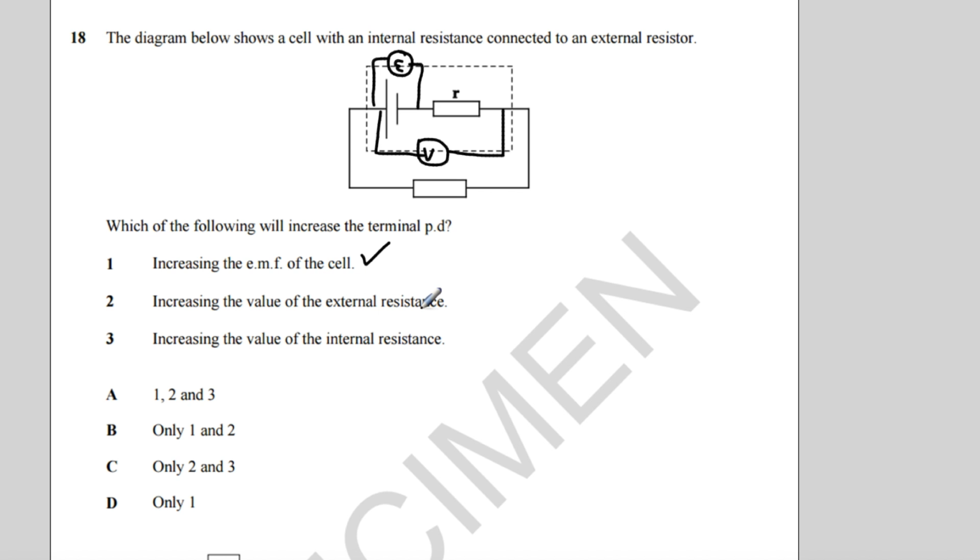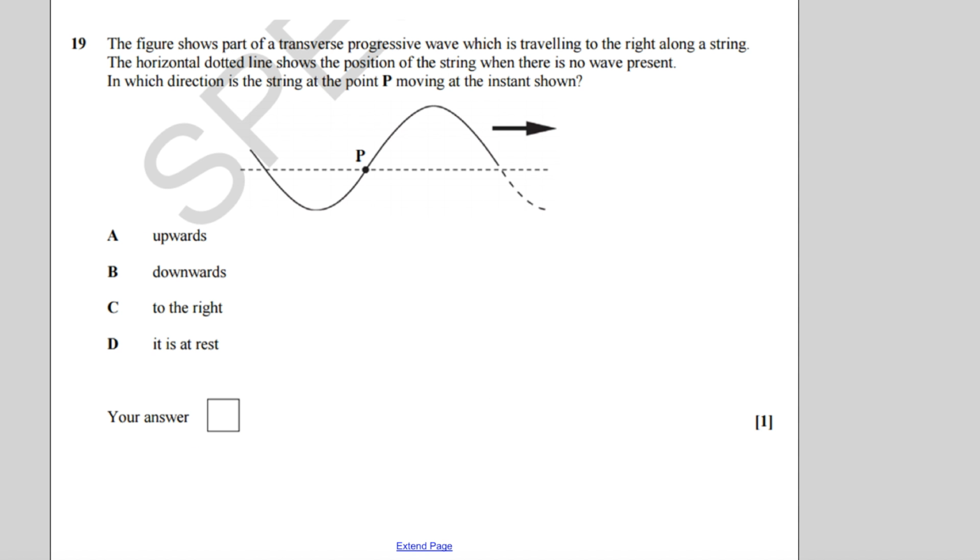Increasing the value of the external resistance. If we increase the value of the external resistance, then that will increase the value of the terminal potential difference as well. And increasing the value of the internal resistance, so if we increase the value of the internal resistance, then these lost volts will increase. So we'll get a larger lost volts here, so that will mean a smaller terminal potential difference. So we know that one's not true, so it's answer B.